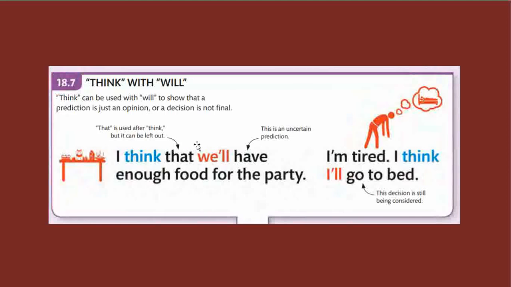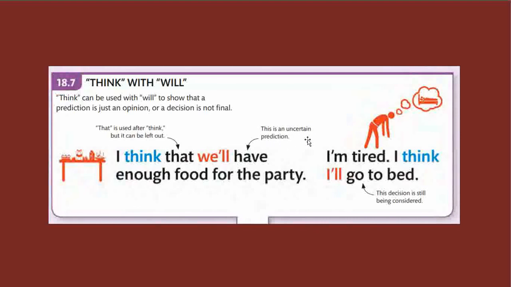Now there's a pointer over here that the word that can be dropped. When we study ellipsis, we'll come to know exactly what that means. That is used after think, but it can be left out. That means if you drop this word that, the sentence is still complete and it will still give the complete meaning. I think we will have enough food for the party. Even then the sentence is complete. So leaving out certain words like this is known as ellipsis in grammar. We'll be covering that.